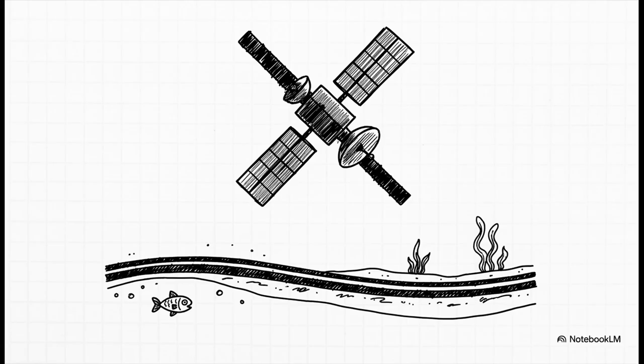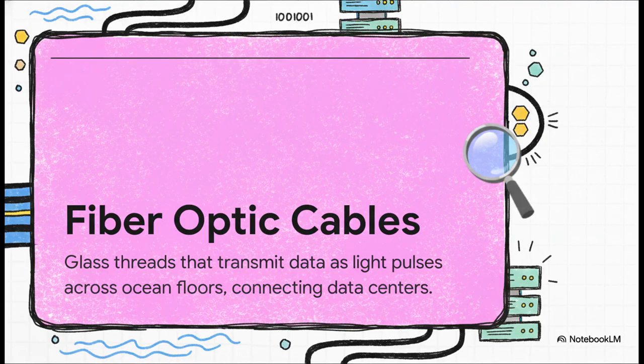Yep, you heard that right. The real backbone of our entire global internet isn't floating up in space. Nope. It's this massive, incredible network of physical cables that are literally lying on the ocean floor. And these things, these fiber optic cables, they are the absolute superhighways for all our data. It turns out, sending information as little pulses of light through glass threads is just way, way quicker and more reliable than trying to beam it up to a satellite and then all the way back down again.